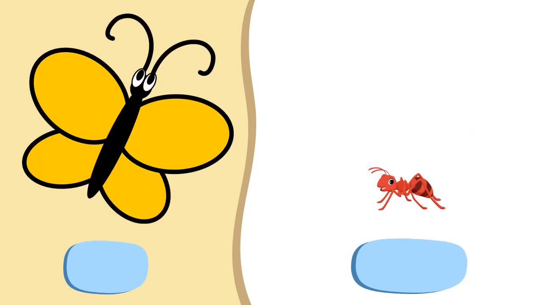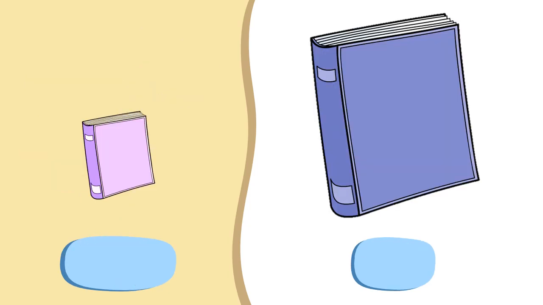Now, look at the pictures and tell which is the small insect. A butterfly or an ant? Yes, right. An ant is a small insect and a butterfly is a big insect. Now, tell me which book is big and which is small? Yes, right. The blue book is big and the purple book is small.